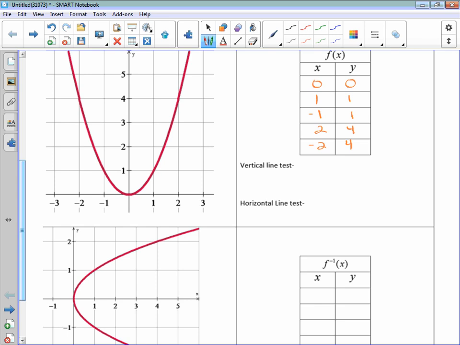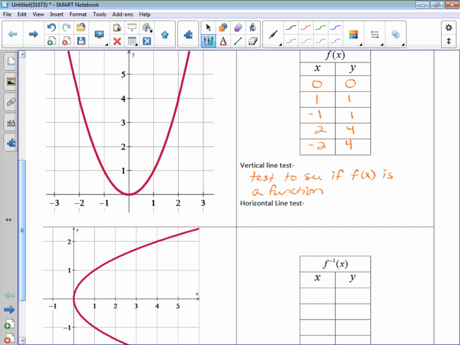What does the vertical line test do for us? F of x is a function. So if we do our vertical line test, yes, that is a function. Do you guys remember the horizontal line test? Draw a horizontal line. Perfect. All right. Good start. Then what?